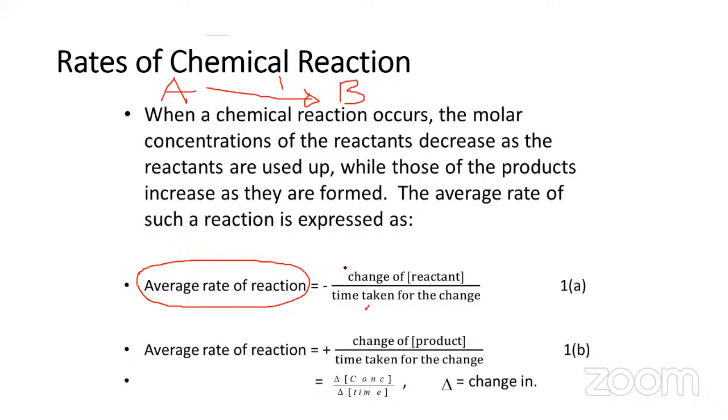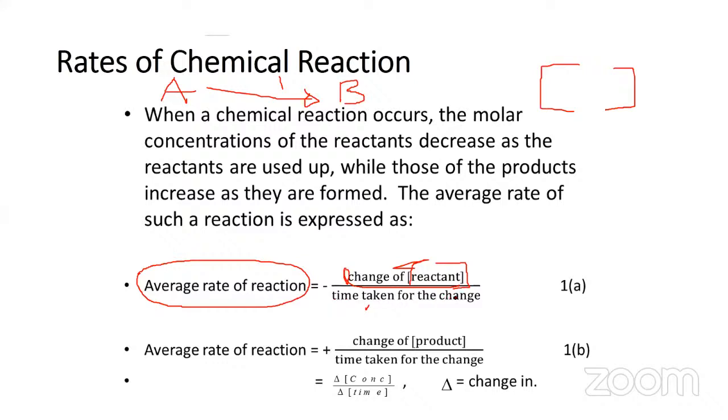Average reaction rate is like your average speed. Look at this: change in concentration of the reactant. Any time you see something like this, look at your screen, it means mole per dm cube. Mole per dm cube. Anytime you see that, look at it: change in concentration of the reactant. And I put it there.